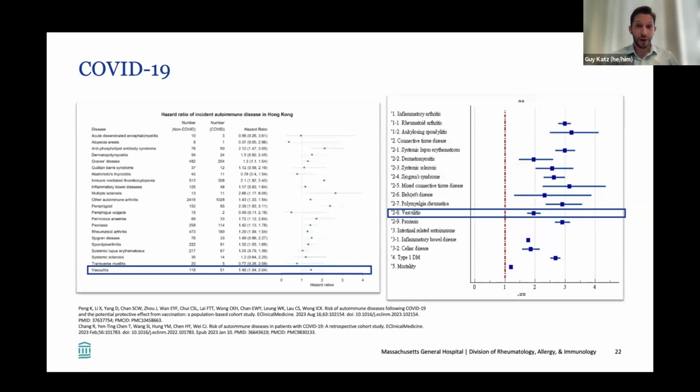An infection that we care about quite a lot in recent years is COVID-19. COVID-19 is known to be a very potent stimulant of the immune system, and there's been a lot of interest in understanding whether COVID-19 infection predisposes people to developing vasculitis and other autoimmune disease. And this is an example of two different studies that both showed that following COVID-19, there was an increased risk of developing vasculitis in addition to many other autoimmune diseases.